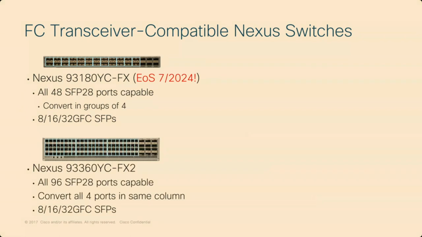We have the 93360YC-FX2 that is currently still sold. It's probably going to have a pretty long lifespan. We have nothing else that really matches that density for SFP. So the 93360YC, you can do it. Same thing applies where basically a set of 4 ports have to be converted over to fiber channel at once. So you can't actually just mix fiber channel and Ethernet in that set of 4 ports.